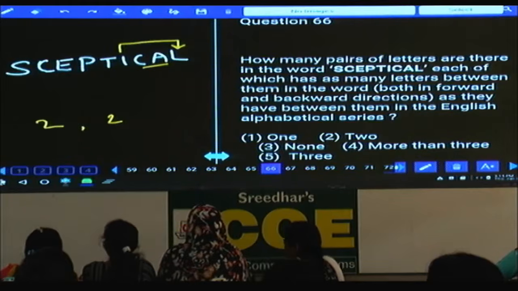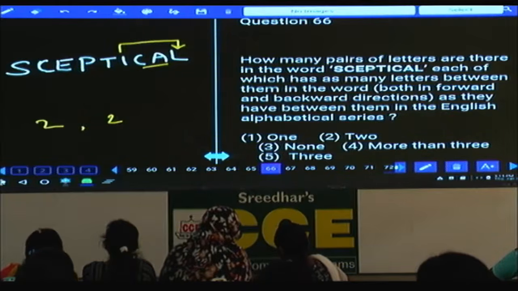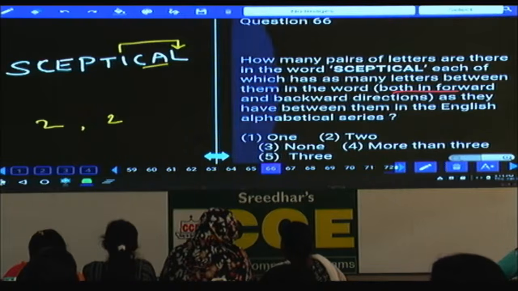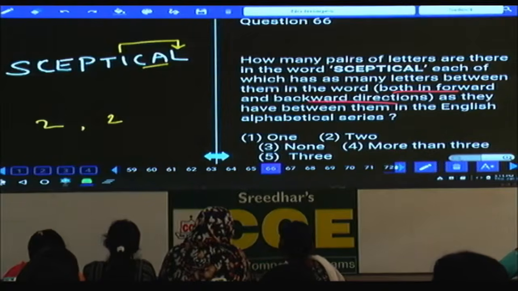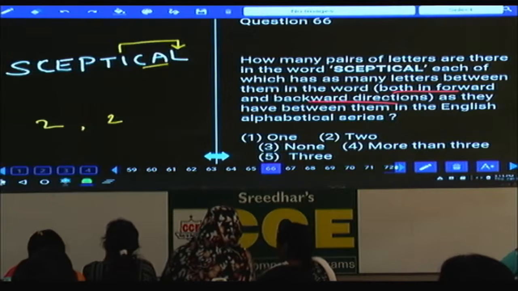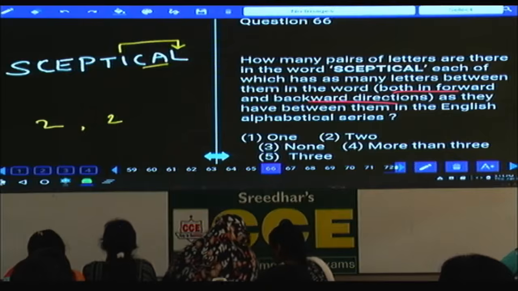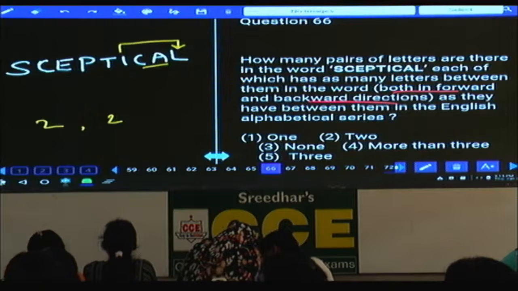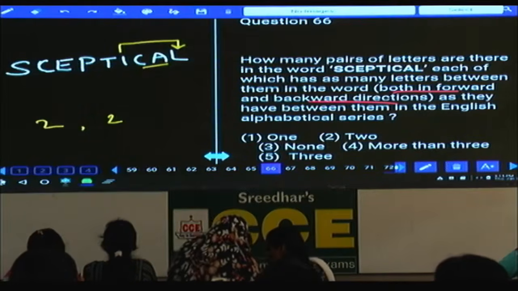Next one C, D, E, A and B. Whether the word is given both forward as well as backward or not, you should always start in the reverse order. Then starting with L, M, N, O, P, Q, R, S, T. No letter is matching. A, B, C, D, E, F, G, H. C, D, E, F, G, H, I, J, K, L, M, N, T. No letter more than this one.